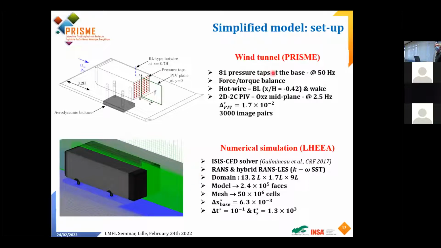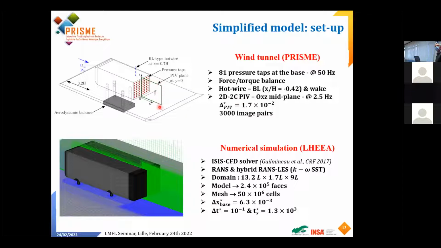So here are some details about the experiments. You can see here the red dots represent pressure taps at the base. So we have 81 pressure taps at the base. This model is put on a force torque balance to get the drag, because at the end of the day, this is what we want to focus on. We've also made wake measurements. I will not speak about this today. And more importantly, we have used PIV measurements, so 2D 2C measurements, only in the mid-plane.